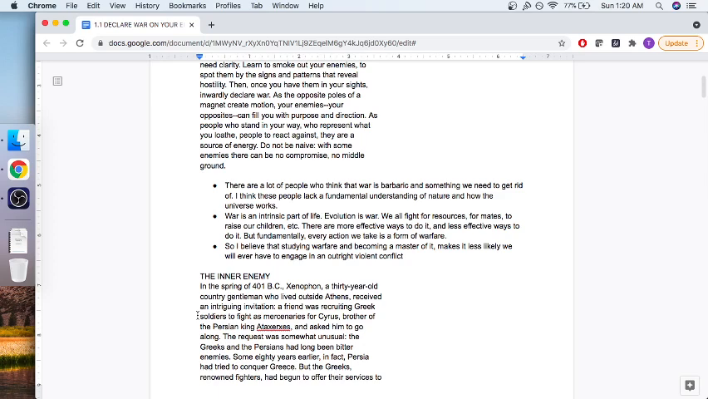There are more effective ways to do it, and less effective ways to do it, but fundamentally, every action we take is a form of warfare. So I believe that studying warfare and becoming a master of it makes it less likely we will ever have to engage in outright violent conflict.